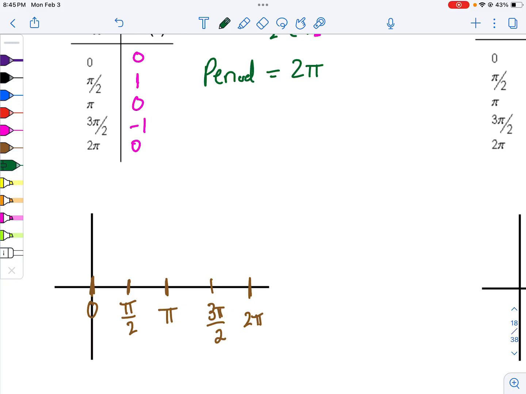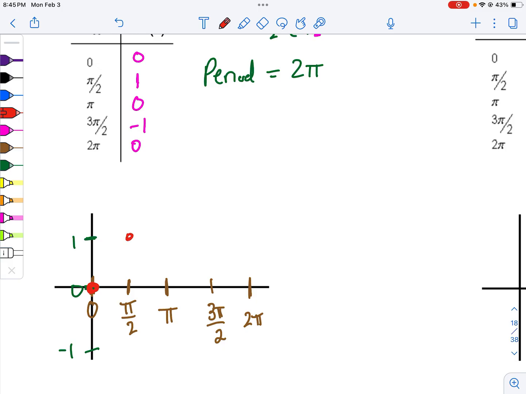All right, and then our y-axis needs 3 points. So I need a 0, I need to go up 1, and I need to go down 1. So when we graph the parent function, or just the generic sine function, I start at 0, 0.